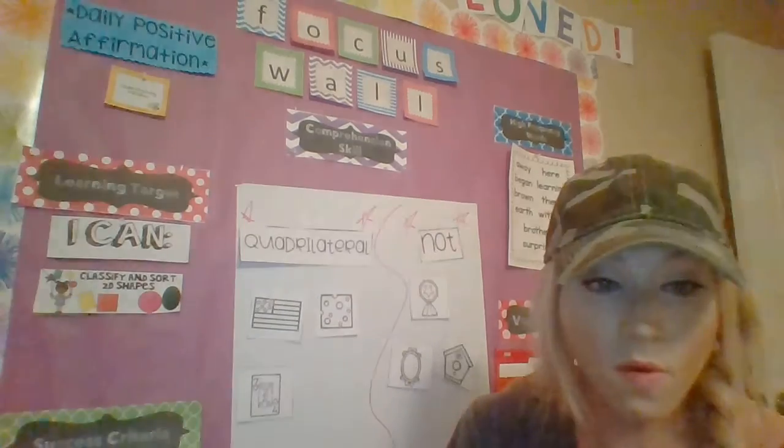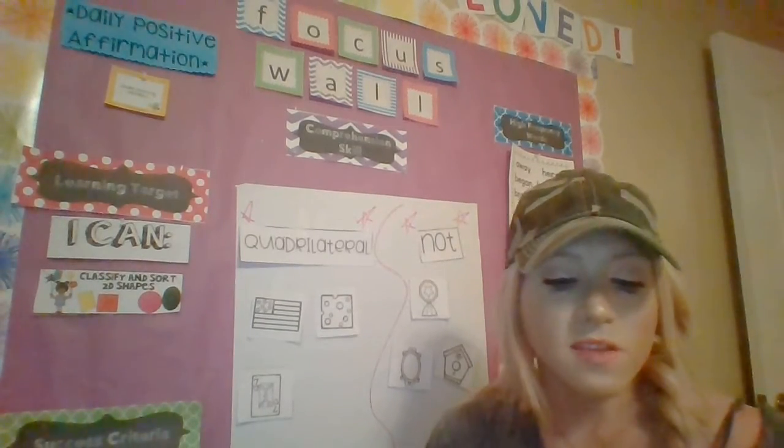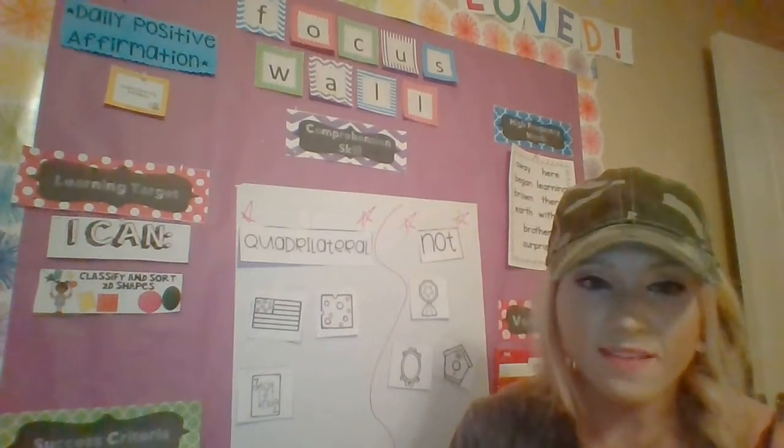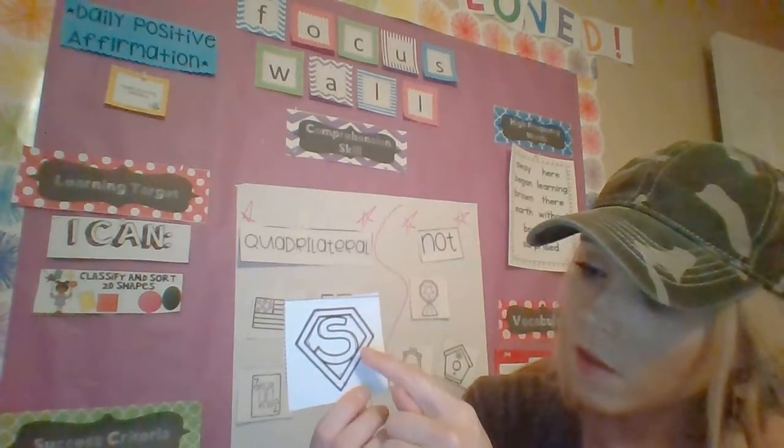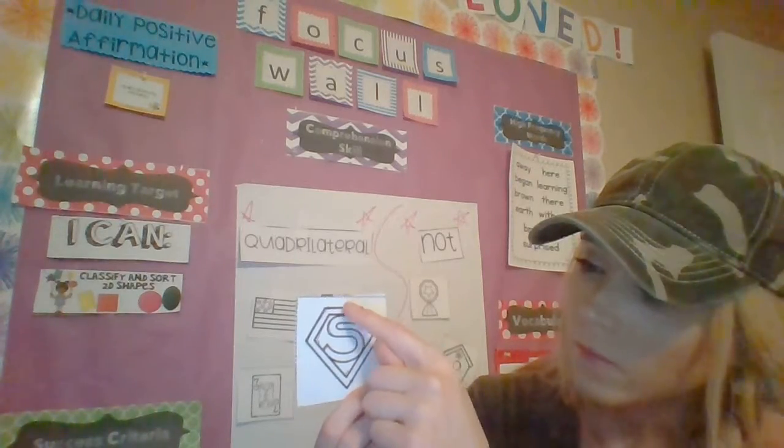Okay, 2 more. Let's do this one. Ooh, it's the Superman symbol. Yes, it is the Superman symbol. It's also a shape. Let's count the sides. 1, 2, 3, 4, 5. What shape had 5 sides that we learned yesterday and the day before? It just looks different because it's upside down.